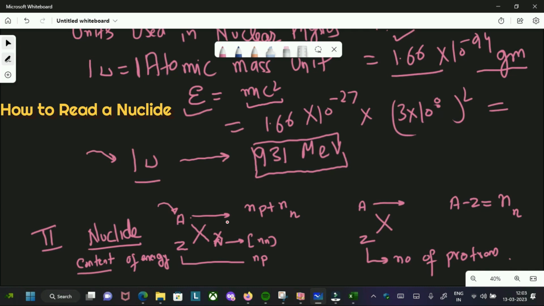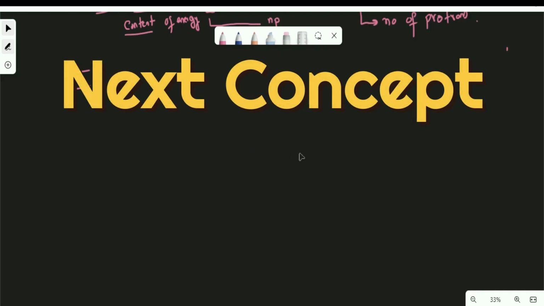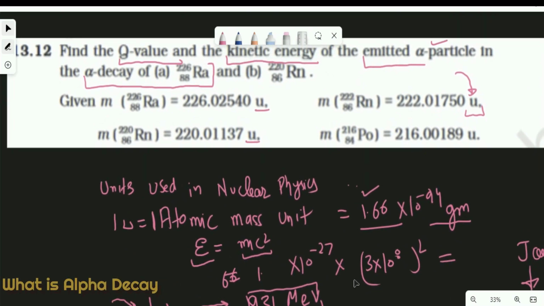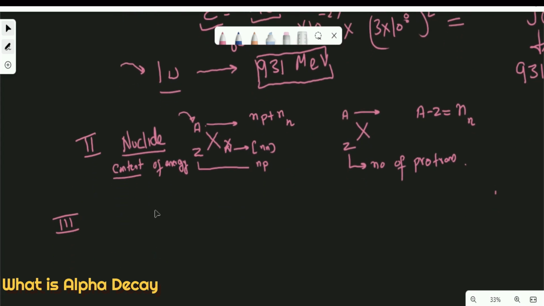Let's move to the next concept. Gradually we are developing concept basics, and then we will finally solve the numerical. All right, so the third thing you must understand when you do these questions, and I'm still not talking about Q and kinetic energy. Do you see the word alpha particle and alpha decay? So I will briefly tell you what exactly is happening. I have still not touched Q and kinetic energy.